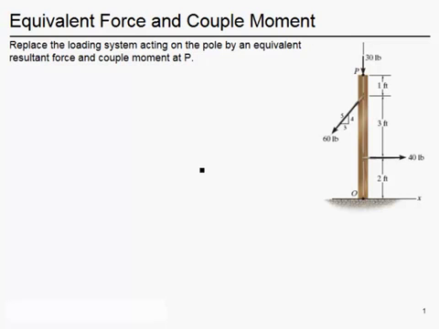In this problem, we're exploring this notion of equivalence, and equivalence as applied to both a force kind of analysis and a moment kind of analysis. So the physical system we've got here is some sort of a pole which is acted upon by a few different forces, and our goal here is to replace the system of forces that you see in the figure by an equivalent resultant force and couple moment up at the top of the pole at point P.